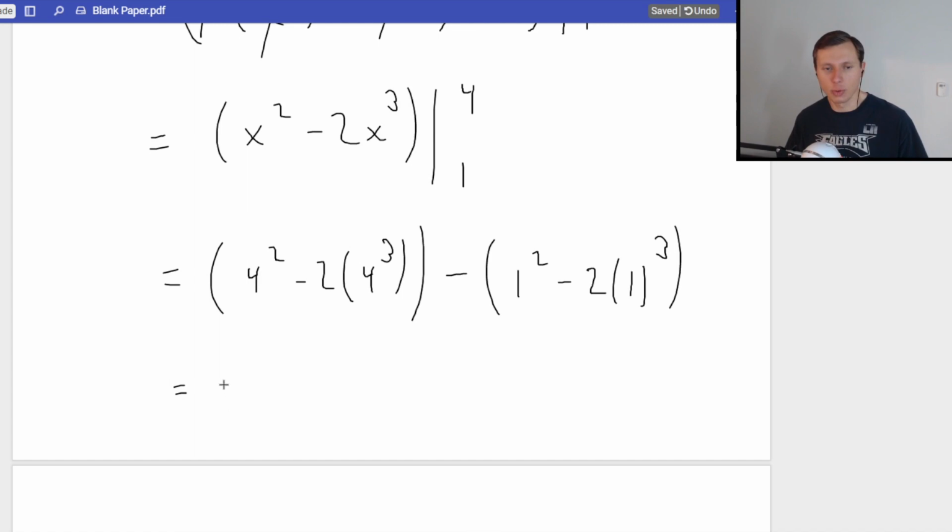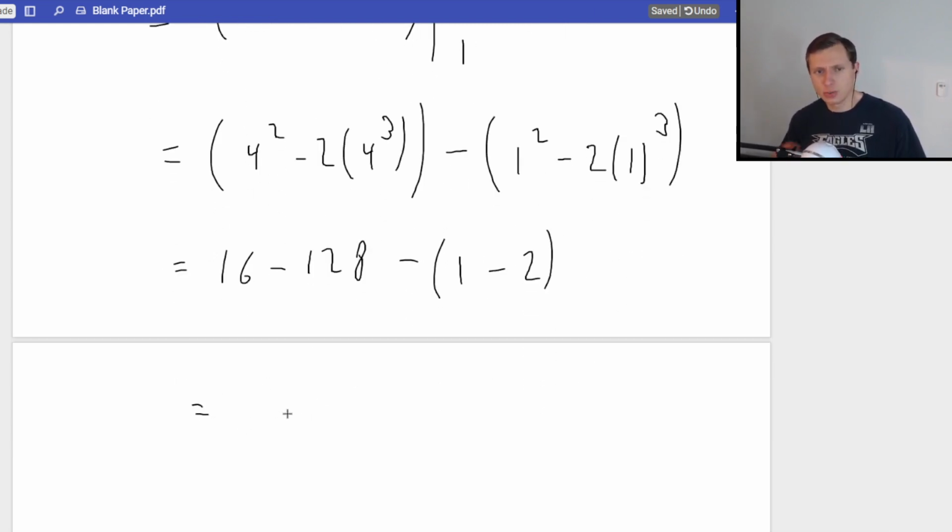So this is going to equal 4 squared is 16 minus 2 times 4 cubed. As we all know, 4 cubed is 64. 64 times 2 is 128. And then minus quantity 1 squared is 1 minus 2 times 1 cubed, which is actually just 2. That's not bad at all. So 16 minus 128. Gosh, I hate mental subtraction. Negative 112. Yeah. Negative 112 minus negative 1, so really plus 1. We'll get a final answer of negative 111. Did I mess that up? I don't think I did.